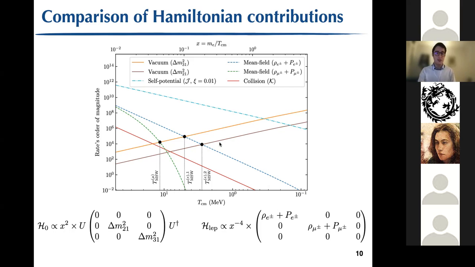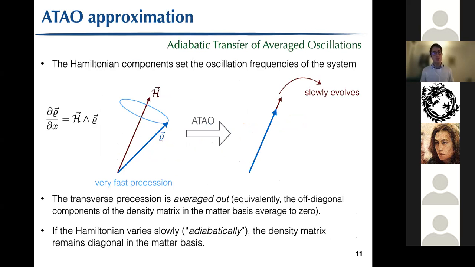And if we looked at the typical variation of the vacuum term and the mean field term, this frequency is very small compared to the oscillation frequencies. This will lead us to an approximation that allows us both to reduce the computation time and to really understand the physics. This is what I will call the adiabatic transfer of averaged oscillation approximation.